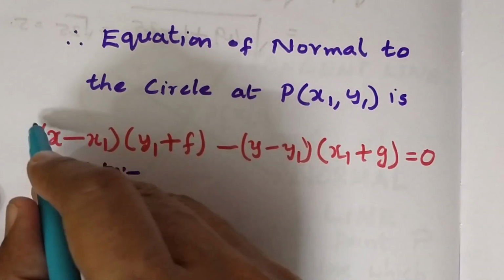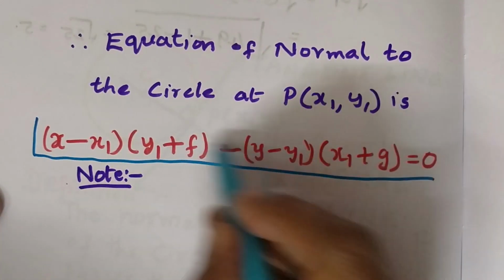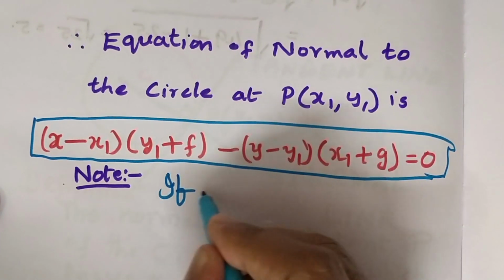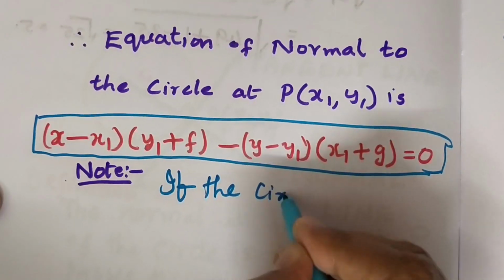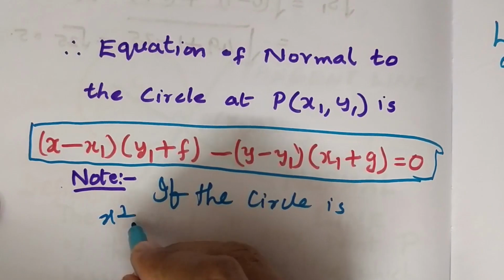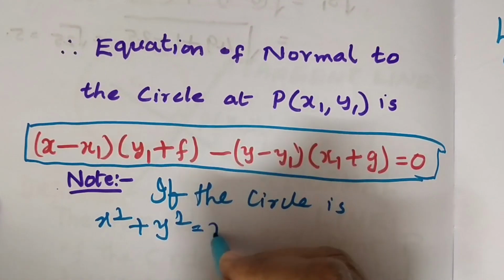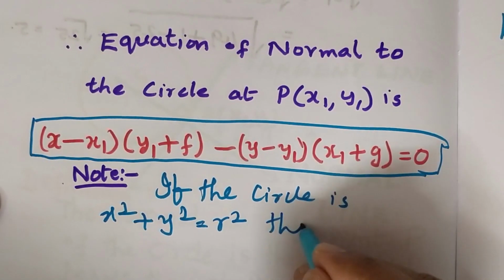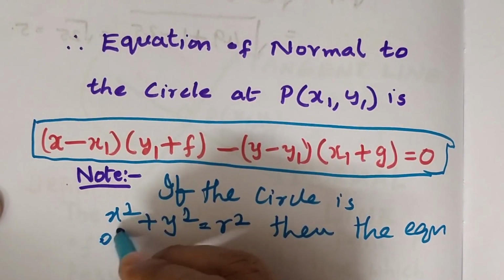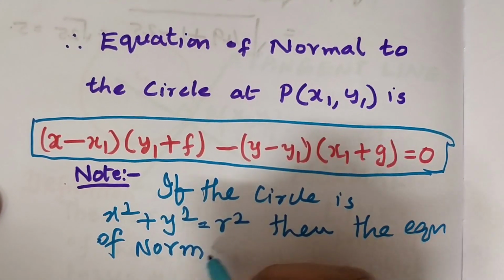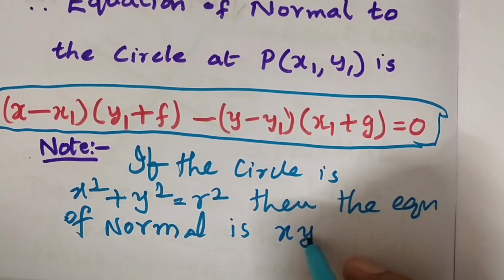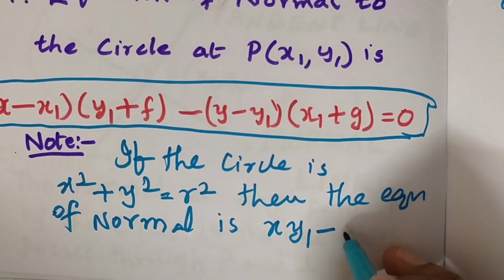And you observe one note. If the circle is x square plus y square is equal to r square, then the equation of normal is x y1 minus y x1 is equal to 0.